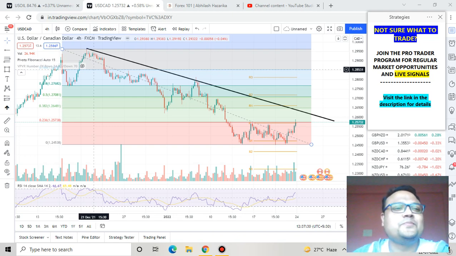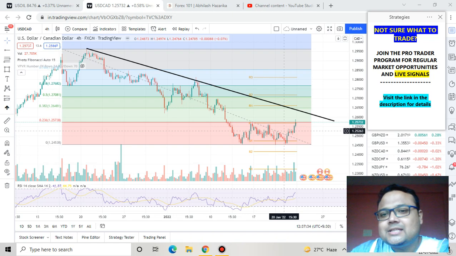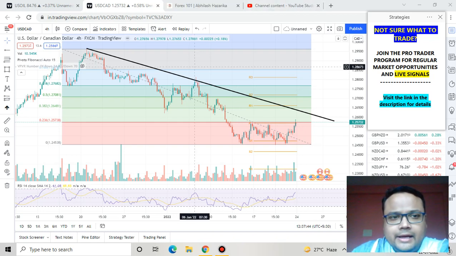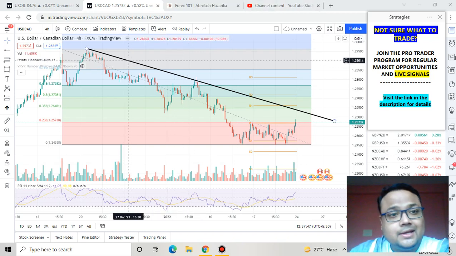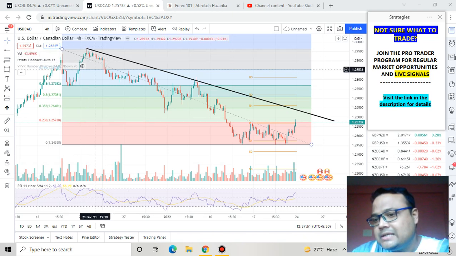So let's get started. This is the Forex chart of USD CAD in front of us. The last traded price of USD CAD is 1.2573. If you observe the chart carefully, we can see that this market is in a downtrend right now. This is a seller's market.